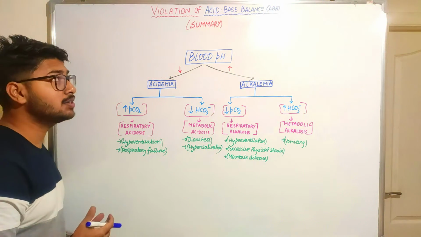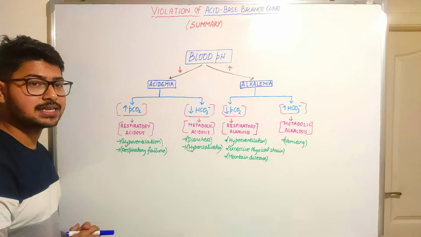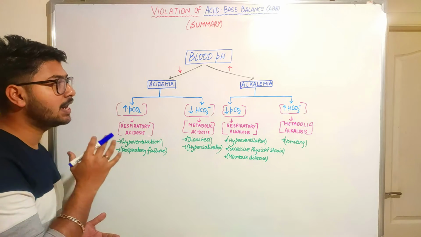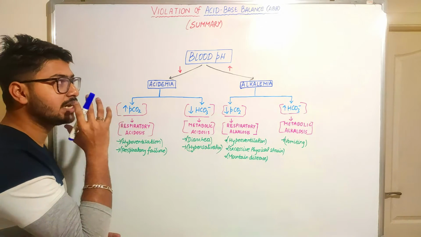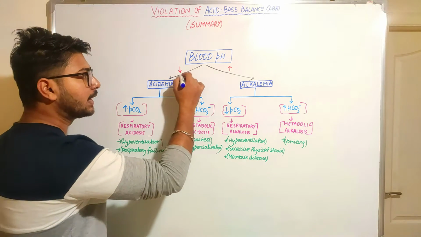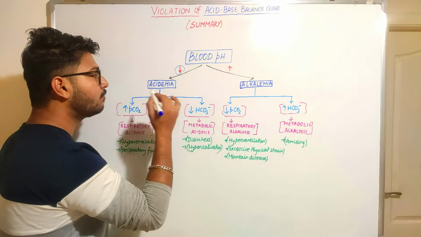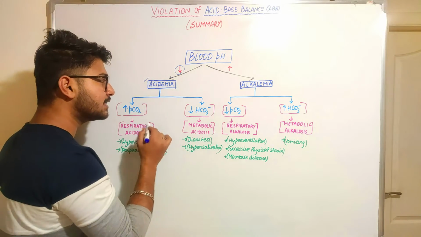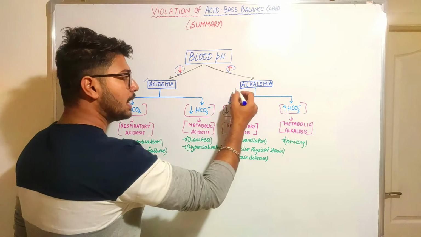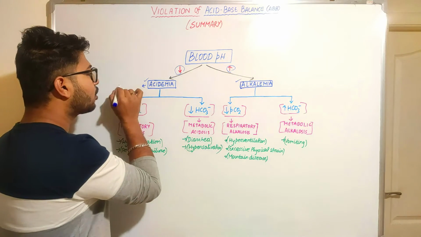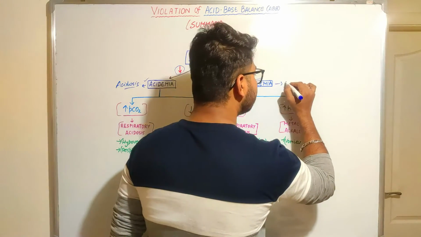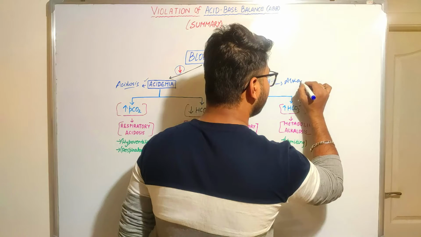Okay, so the violations of the acid and base balance are divided into two types. What are they? It can be acidosis and alkalosis. So it is determined according to the change in blood pH. If the blood pH decreases from the normal value, then it will lead to a condition called acidemia. And when it increases from the normal value, then it will be called alkalemia. So it can alternatively be called an acidosis condition and an alkalosis condition.